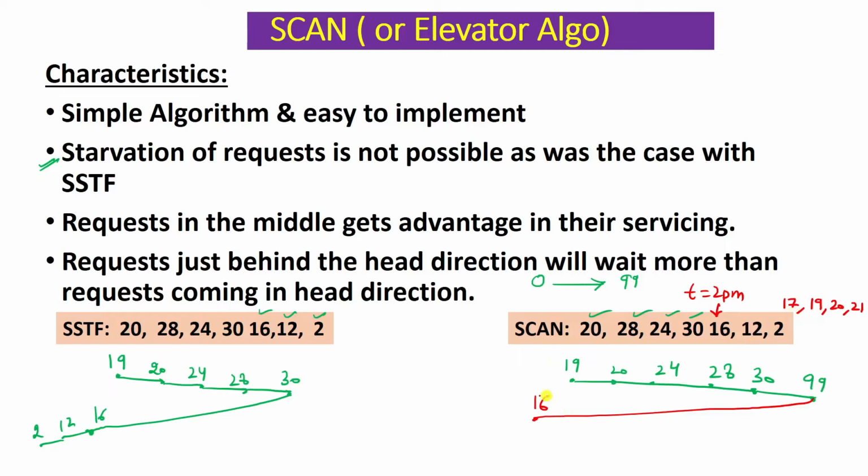We can see in the scan algorithm, as we are currently moving in this direction, we'll continue to move in this direction only. We'll not say this 17, the new request that came into the request queue, is closer to 16, so I'll go to 17. No, in scan we will continue to move in one direction. After the completion of that direction, then we'll reverse the direction. So after 16, I'll go in this direction and complete 12, then I'll complete this 2, and then I'll go to this 0 also.